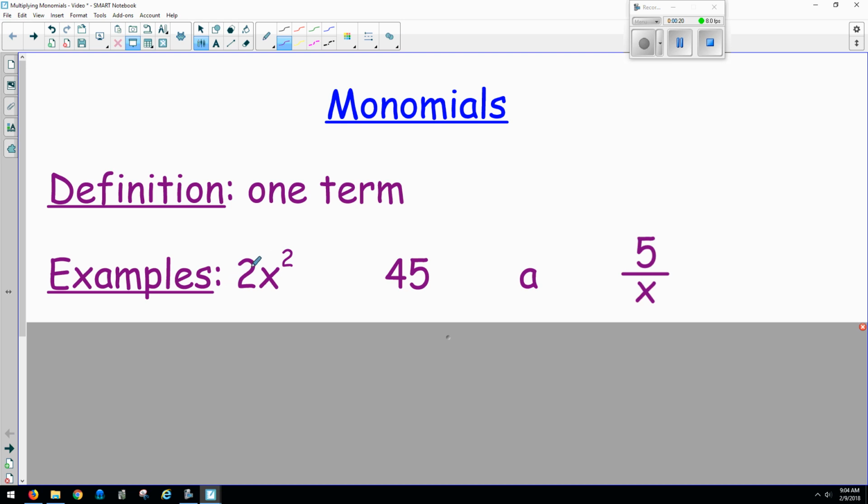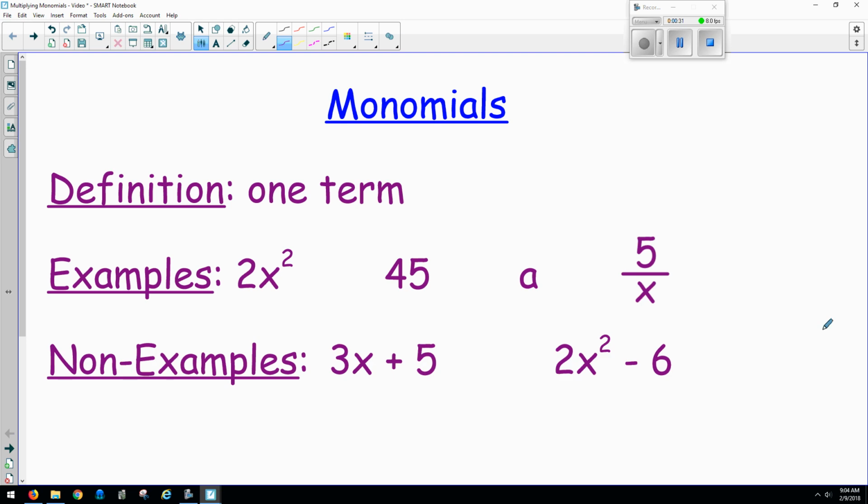Notice that in every one of these examples, we don't have a plus or minus sign in there at all. It's just one term by itself. Here's a few non-examples for you. So we can see 3x plus 5. We have two terms separated by a plus sign. And in our second non-example, we have 2x squared minus 6. Again, I have two different terms here separated by a minus sign. These are actually examples of binomials that we'll get into a little bit later in this unit.